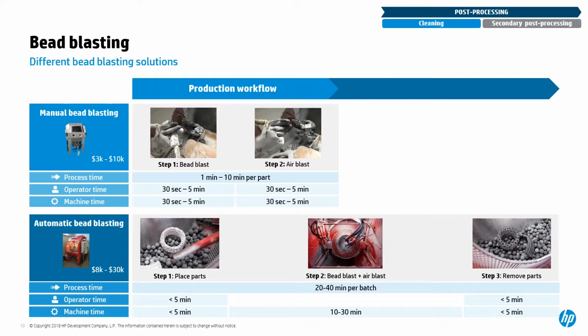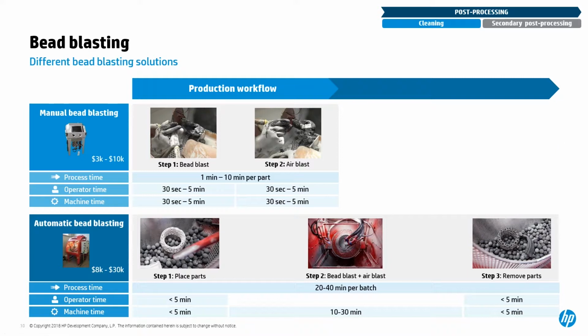But with the automatic blasting, the operator could do a batch of parts, for example, around 50 parts, but it will also depend on the size and the complexity, and the time it takes to clean one of these batches is 20 minutes. And it will only require around 10 minutes of the operator's time, just by doing the loading and the unloading of the parts inside the cabinet.